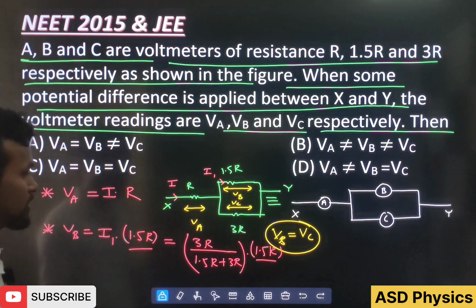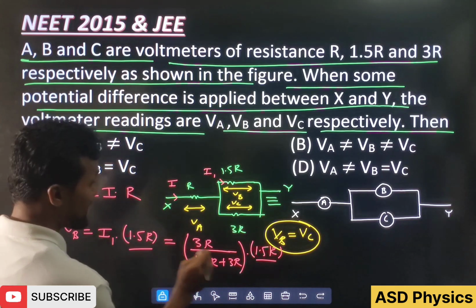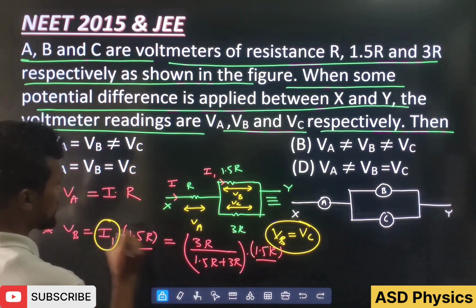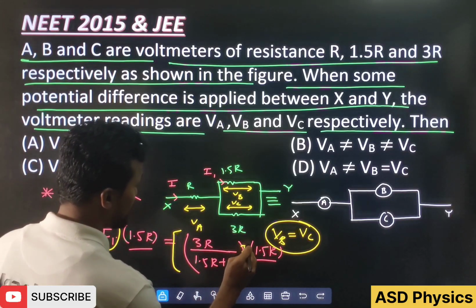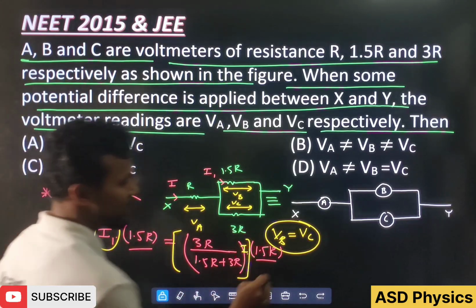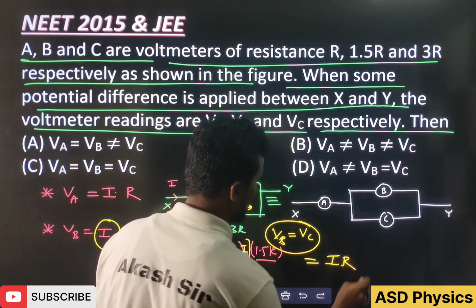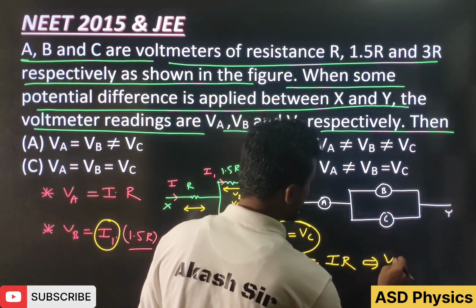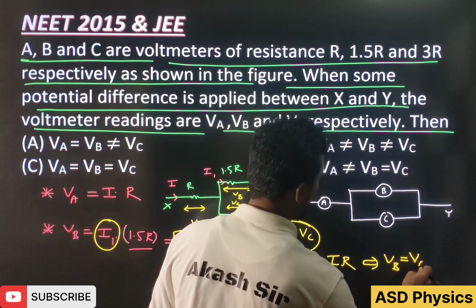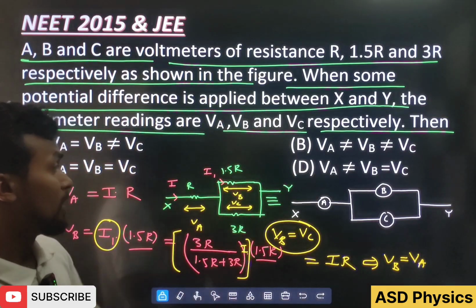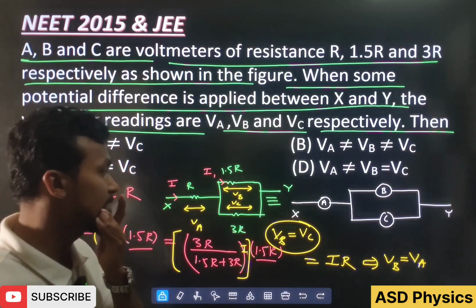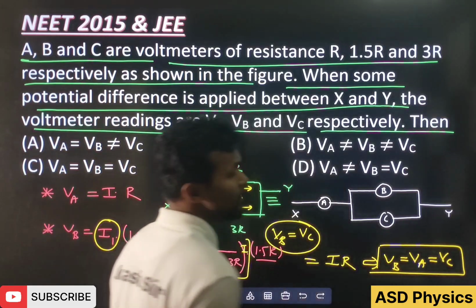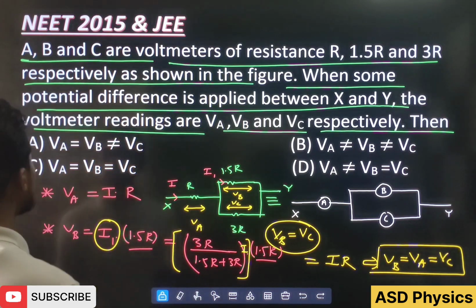So when you simplify this, see again this I, we have written this is the I here. When you simplify this, again it will come IR. And what is IR? This IR is the VA. So we can tell, students, this VB is equal to VA. Anyhow, B and C are connected in parallel also, so we can tell VB equal to VC. So you can see what is coming here: VB equal to VA equal to VC, where all three are equal?